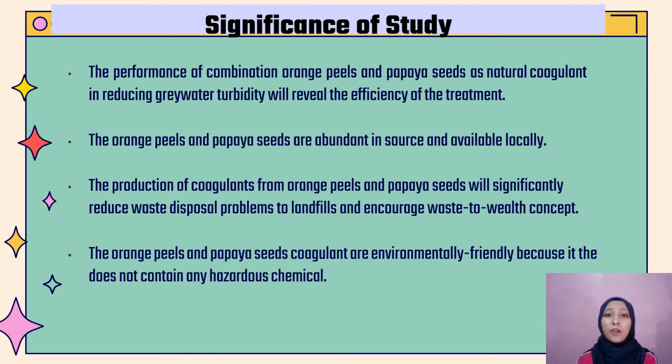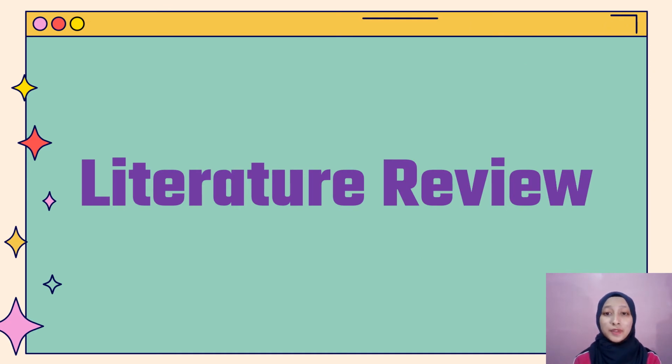First, the performance of combination orange peels and papaya seed as natural coagulant in reducing grey water turbidity will reveal the efficiency of the treatment. Next, the orange peels and papaya seeds are abundant in source and available locally. Third, the production of coagulants from orange peels and papaya seeds will significantly reduce waste disposal in landfill and encourage waste to wealth concept. Lastly, the orange peels and papaya seeds are environmental friendly since they don't contain chemical hazards. I will continue about the literature review.